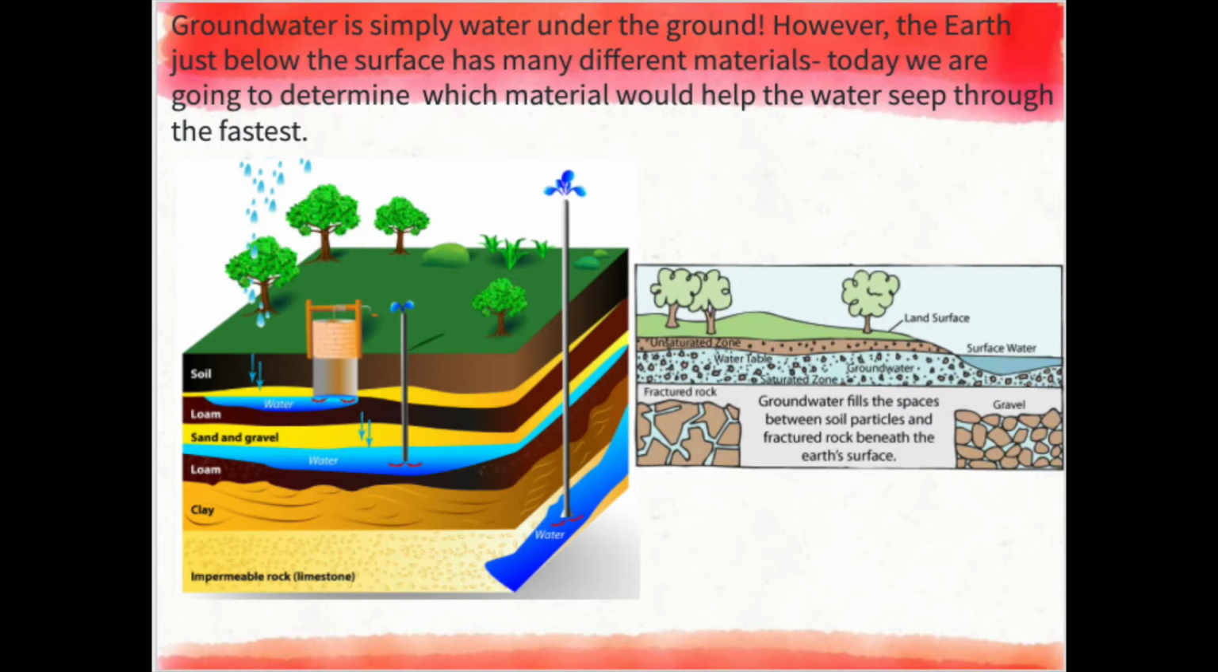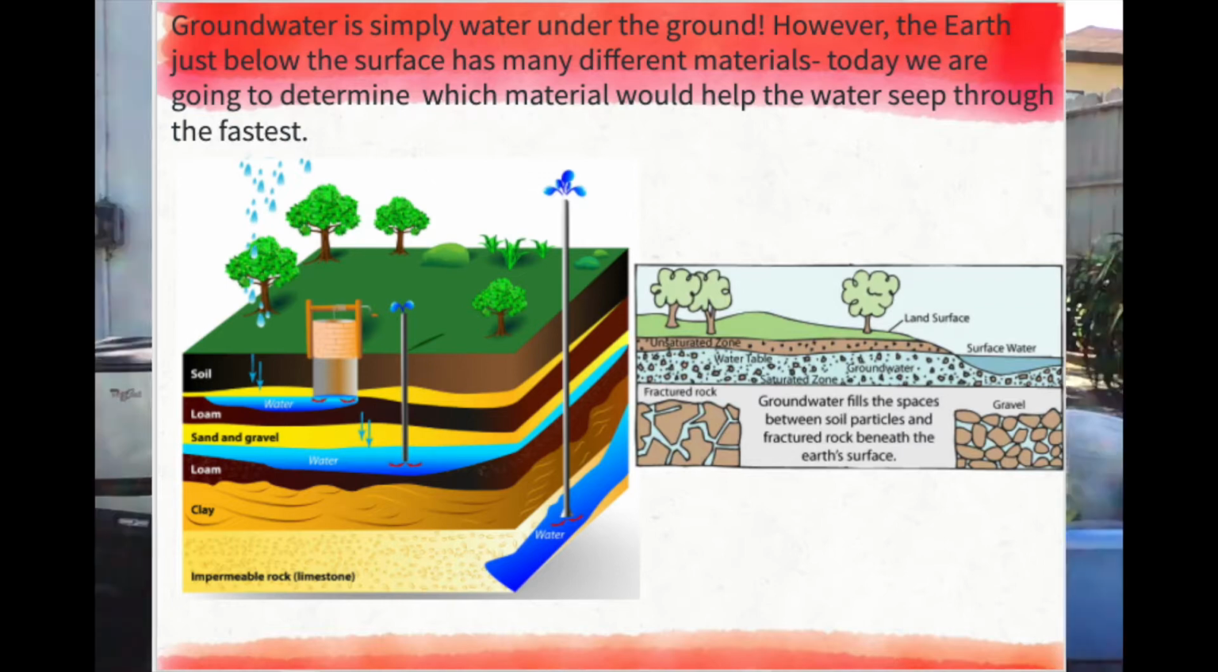The last time we met in the lab, we learned that 1.5% of the water on Earth is fresh water found in groundwater. This is water that soaks into the earth from rain, sprinklers, and bodies of water like rivers and lakes. As you can see in the pictures, the earth below the surface has many different materials, some which water can pass through and some it can't. Today we are going to test 4 different materials to determine which would help the water pass through the fastest.